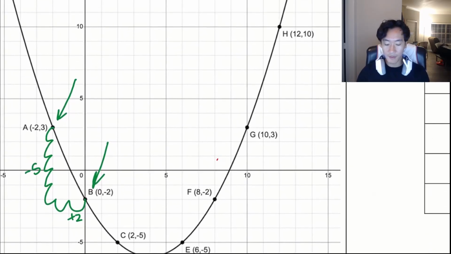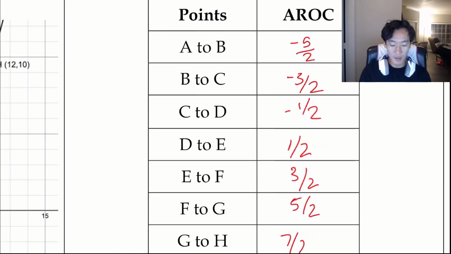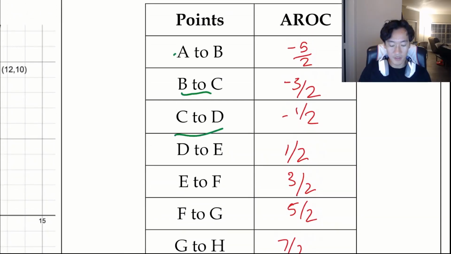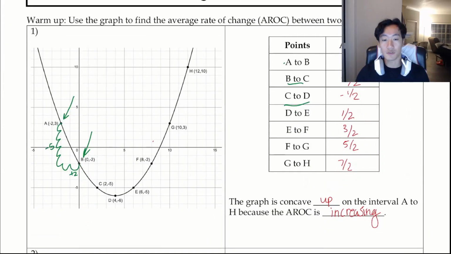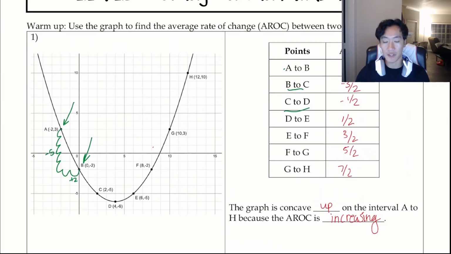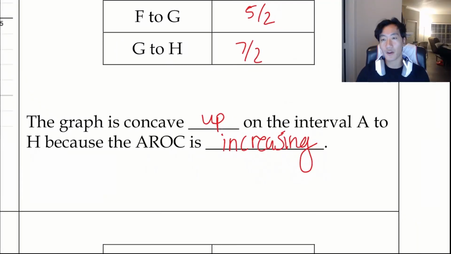We did that for all the points they provided to us: A to B, B to C, C to D, and so on until we found all the slopes. Based on that, we were able to determine the fact at the bottom here. We claim that the graph is concave up on the intervals A to H because the average rate of change is increasing.